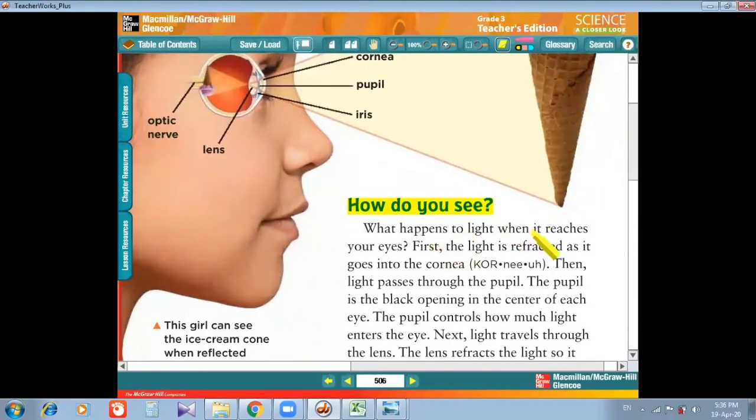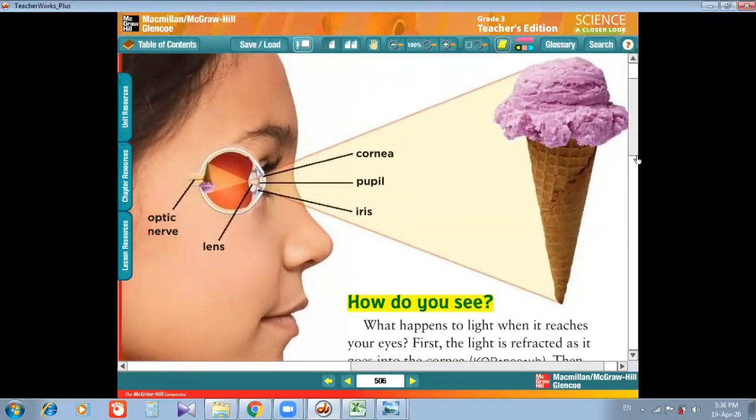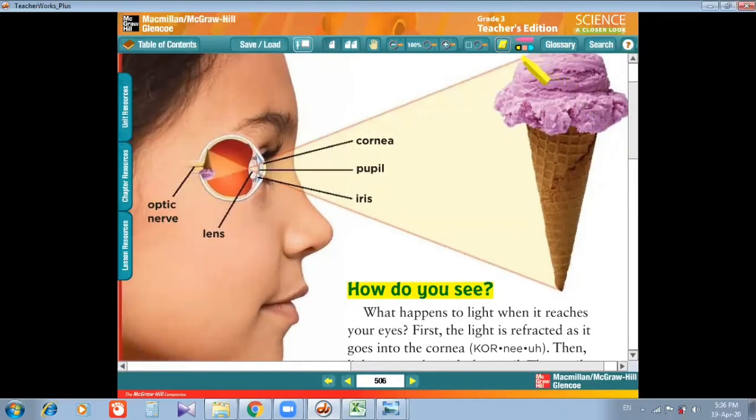What happens to light when it reaches your eyes? First, the light is refracted as it goes into the cornea. The light, after hitting the ice cream, is coming into the eye. Now here is the cornea. So here the ray of light is refracted, means it will pass through this cornea, but it will change its direction a little, because it is refracted.